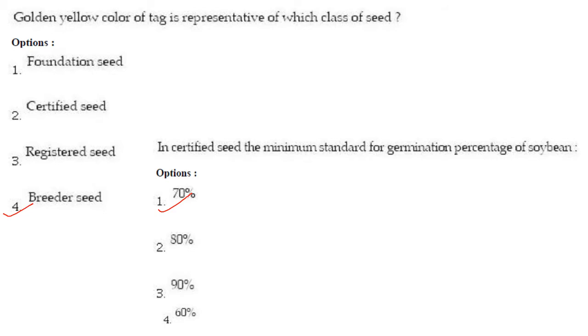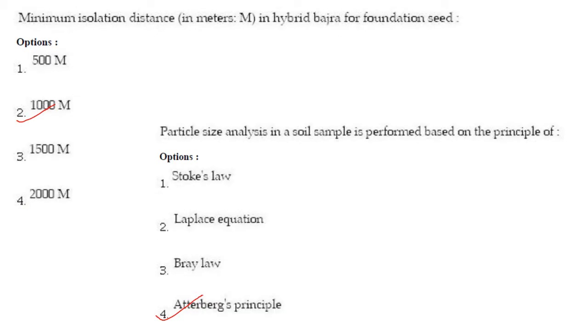Next one, in certified seed, the minimum standard for germination percentage of soybean is option 1 70%, 2 80%, 3 90%, 4 60%. Answer is option 1, 70.